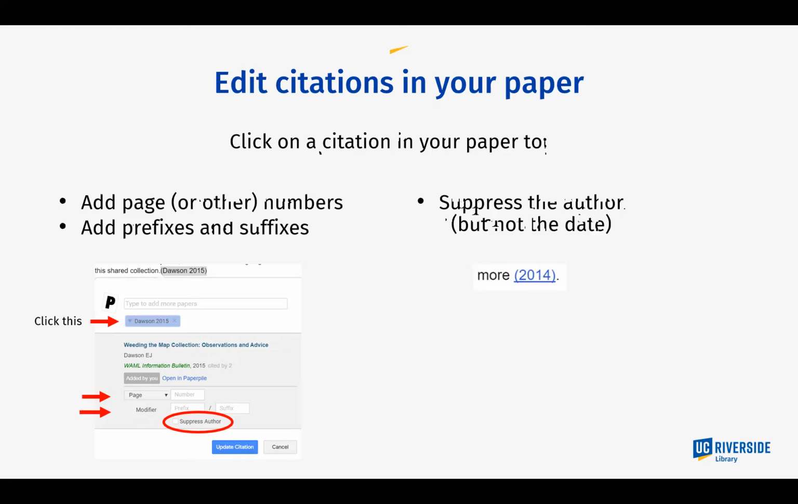So within your paper, you would click on the citation that you've just added, and then it gives you the options to do those kind of things, or suppress the author. Sometimes you're already talking about the author in the sentence and all you need is the date of that particular reference. So Paperpile can do that for you as well.